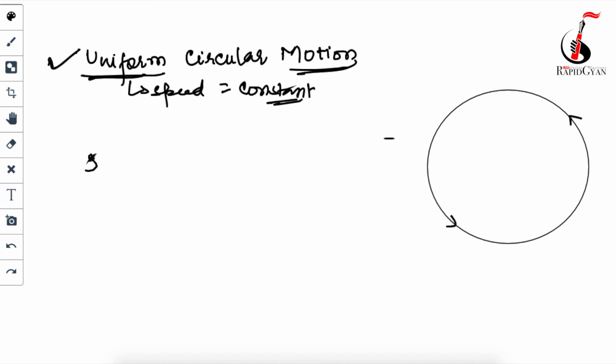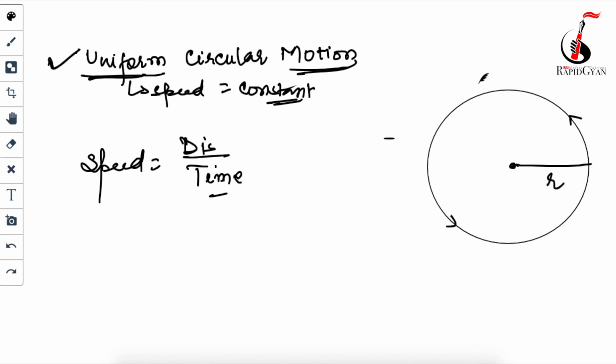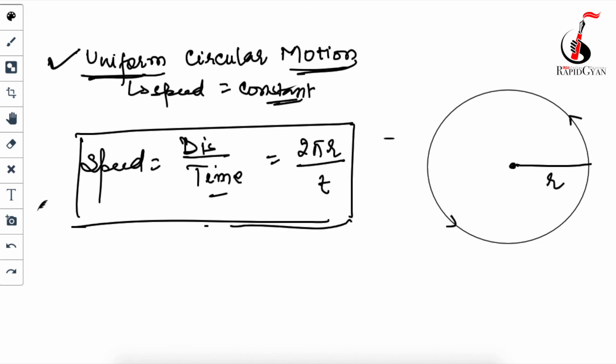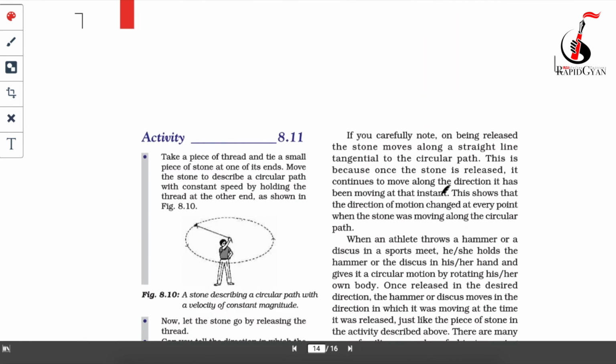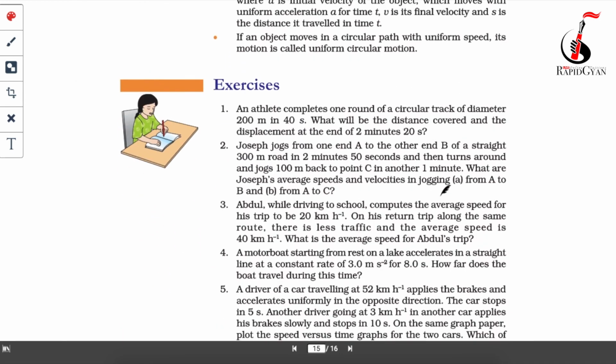And in this case, how are you going to find the value of speed? Speed is simply distance upon time. So in order to make a complete circle, suppose this is radius r, what distance will you cover? Distance is nothing but the circumference of the circle, which is 2 pi r, upon the time taken t. So that's the formula for finding the speed in uniform circular motion: v equal to 2 pi r upon t. So that's it, guys, from this chapter.